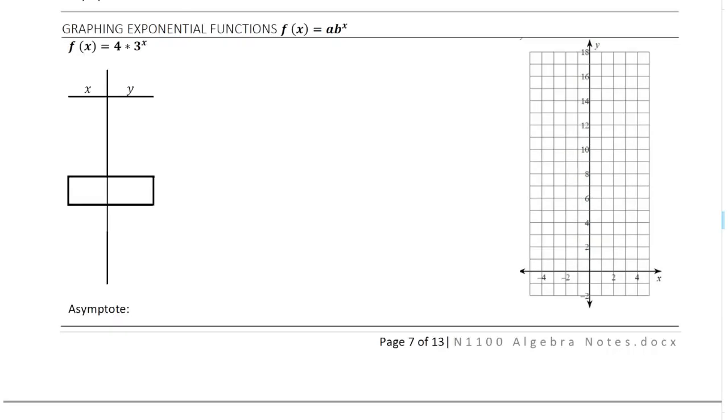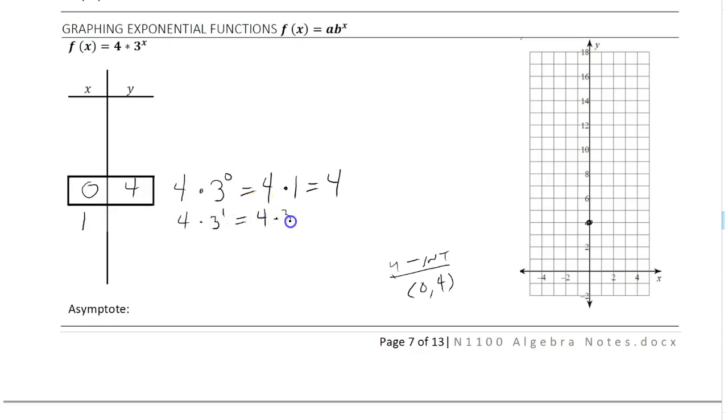In the next case, the only change to the function is that we are multiplying the function by 4. Let's see what happens. Try x equals 0 for 4 times 3 to the 0 power, or 4 times 1, which equals 4. The y-intercept then is 0, 4. Now try x equals 1 for 4 times 3 to the 1 power, which is 4 times 3, or 12. Graph 1, 12. Try x equals 2 for 4 times 3 squared equals 4 times 9, or 36.